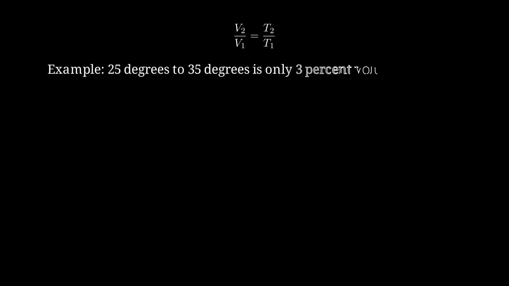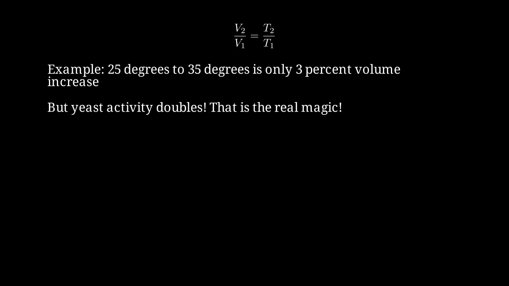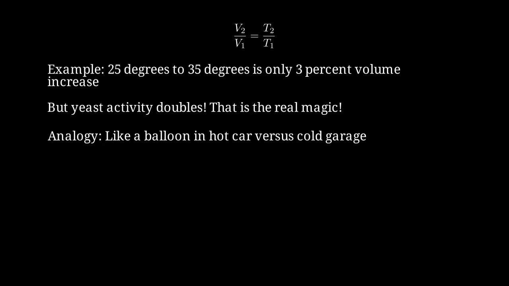Going from 25 to 35 degrees Celsius, that's 298 to 308 Kelvin, gives only about 3% volume increase from gas expansion alone, but the yeast activity roughly doubles in that temperature range. That's where the real rising magic happens. Think of it like a balloon left in a hot car versus a cold garage. The hot one expands, but imagine if it also had a creature inside blowing more air.